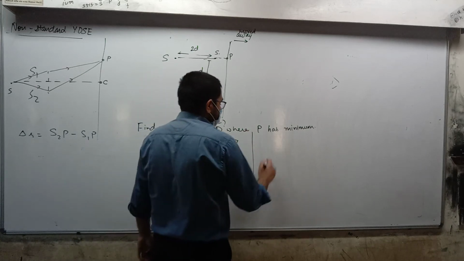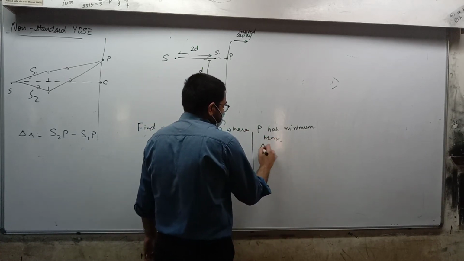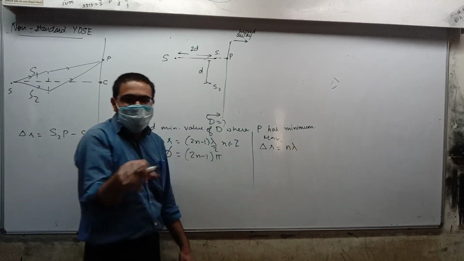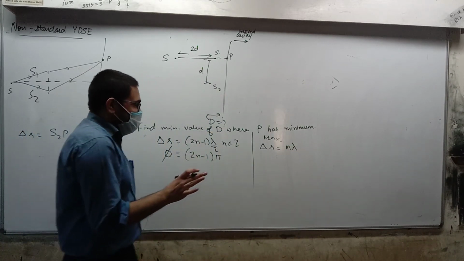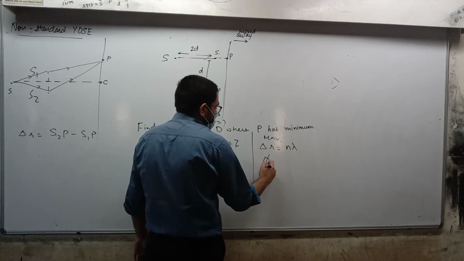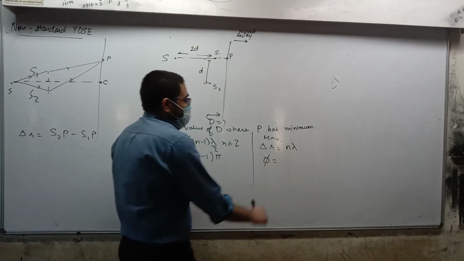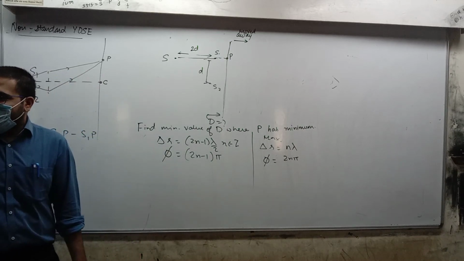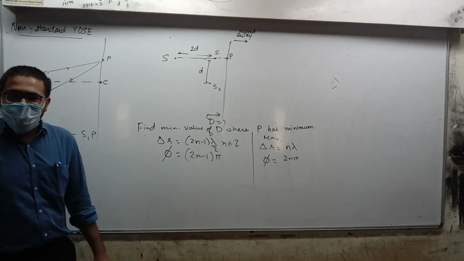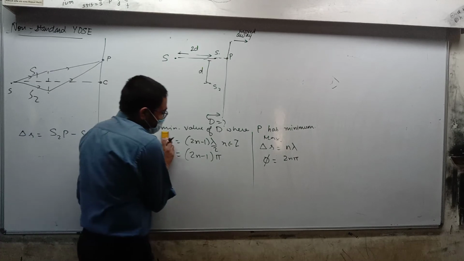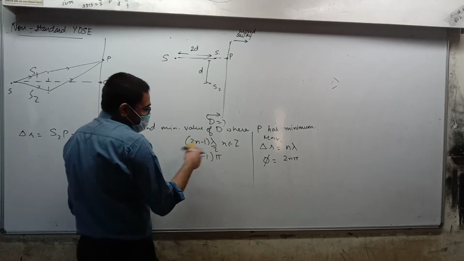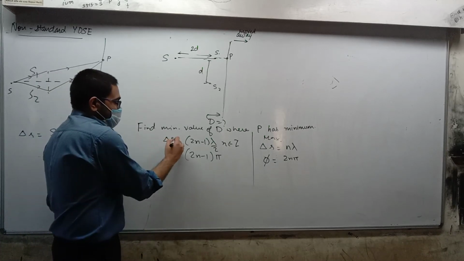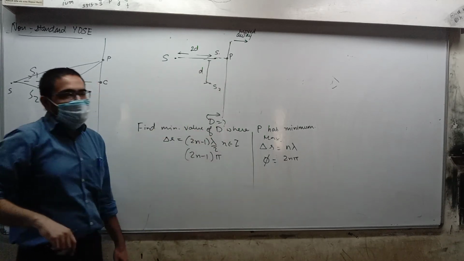Then what comes for maximum? Delta R equal to n lambda, right? That is 2n lambda by 2. And what's the phase difference? 2n pi. Alright? So remember all this, and come back after revising. Write it down if you want, otherwise where will you put it later? So use this. Everyone use this and try to find it.